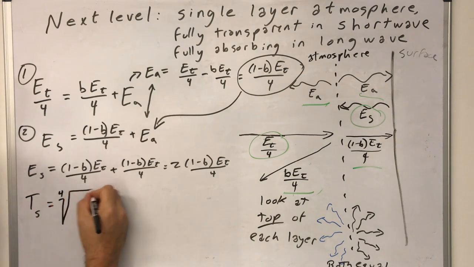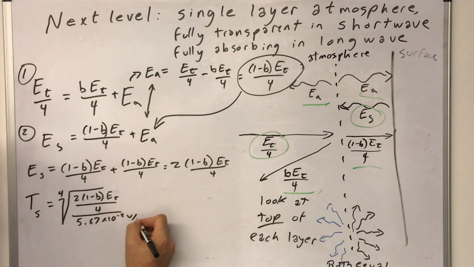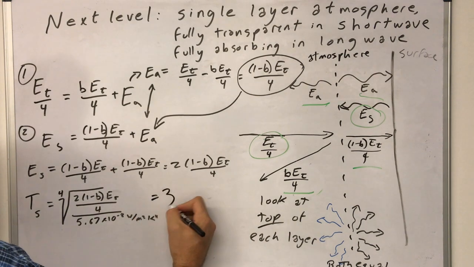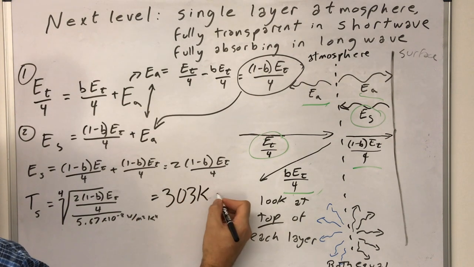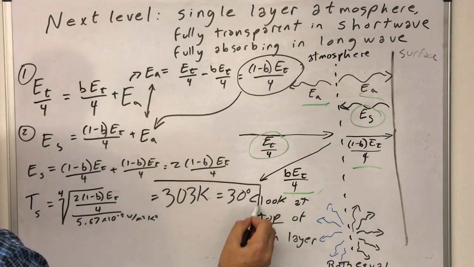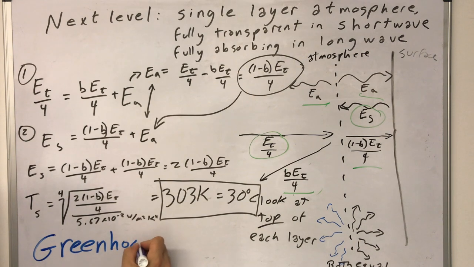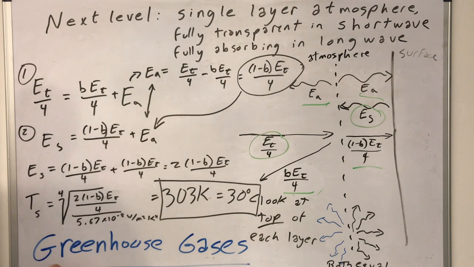Finally, we can substitute that into the Stefan-Boltzmann equation, plug in values for E sub t, b, and the constant to get T equals 303 Kelvin, which is 30 degrees Celsius. Well, now we've overshot the surface temperature of the planet, but we've learned something critical. We've learned that if you have an atmosphere that is transparent to incoming shortwave radiation, but not transparent to long-wave radiation, then you will warm the surface above the temperature that it would have been without the atmosphere. And that is how greenhouse gases work.